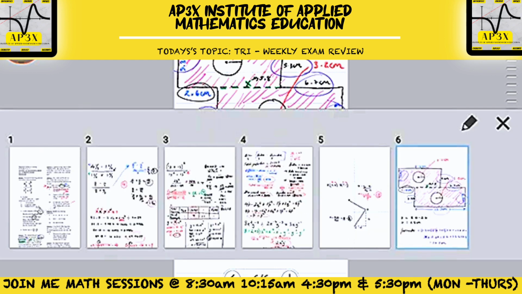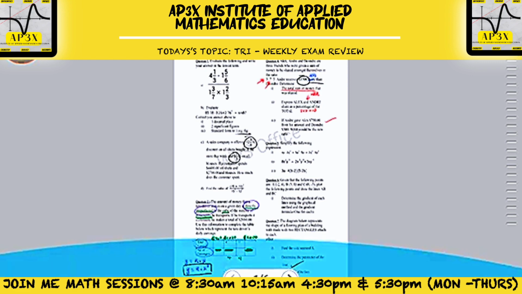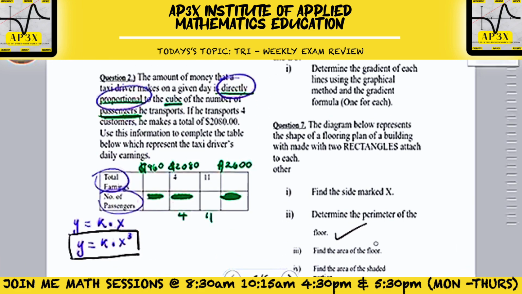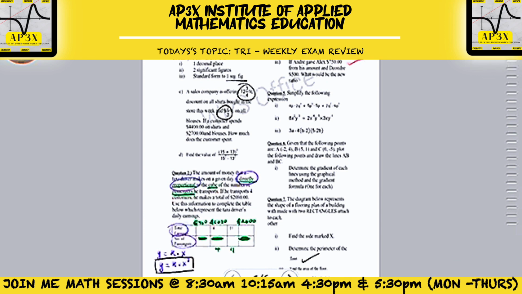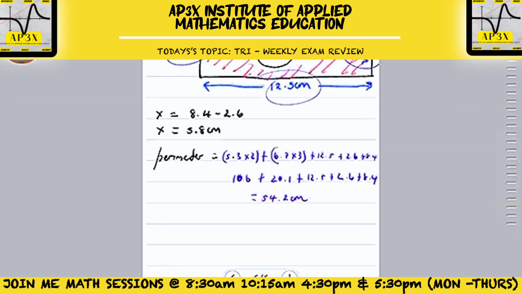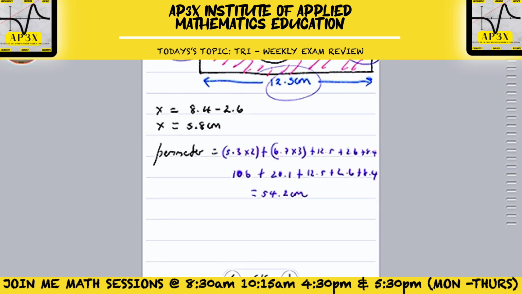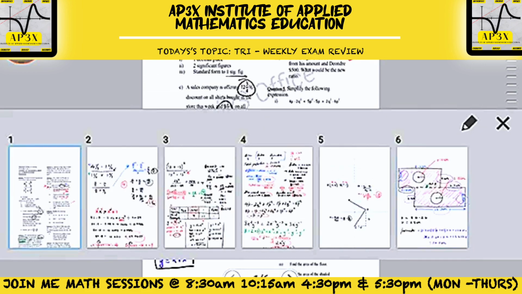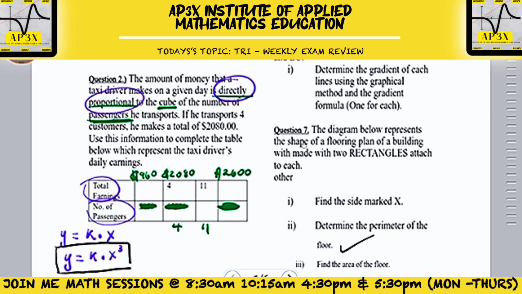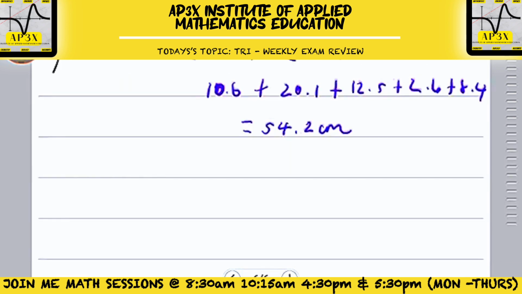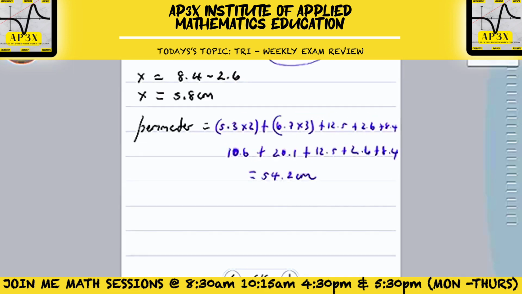All right, now we're asked to, once again, we're coming to the end of this video, find the area of the floor. The area of the floor includes everything. So the area of the floor is obviously going to be the area of the two rectangles put together. Now, as it said in the question here, if we read it again, it says that the diagram below represents the shape of a flooring plan of a building made with two rectangles, which is what I placed in capital letters here. So the mere fact that they say that it was made with two rectangles and it's the floor, then we know that it's the area of both rectangles.